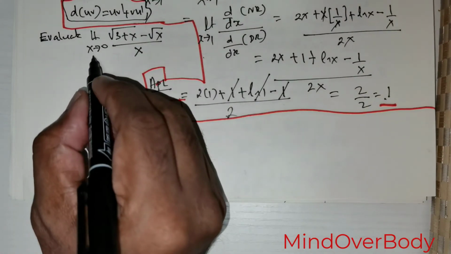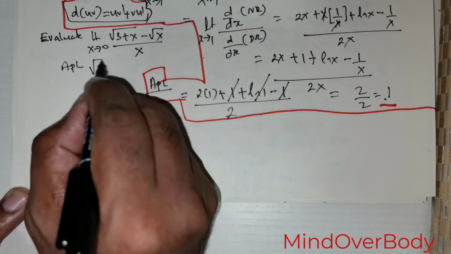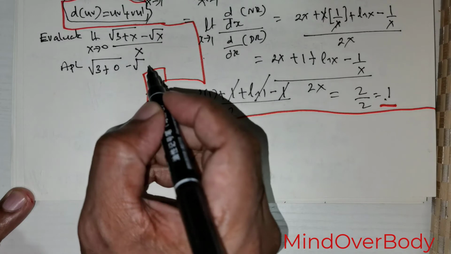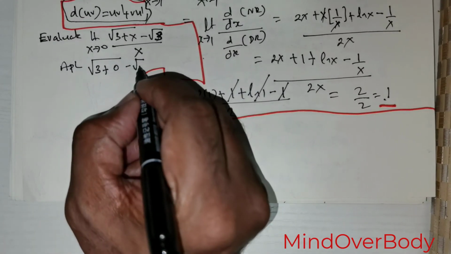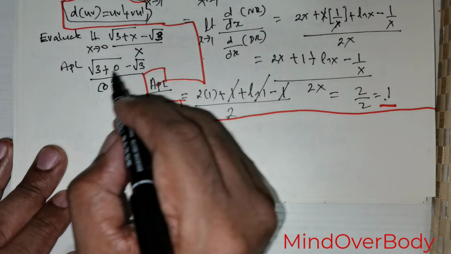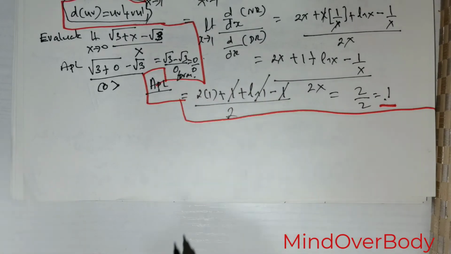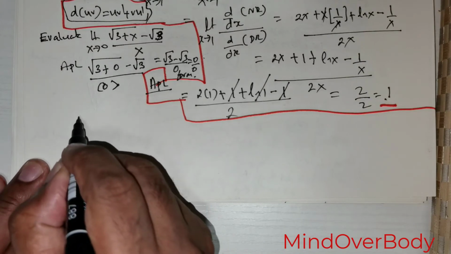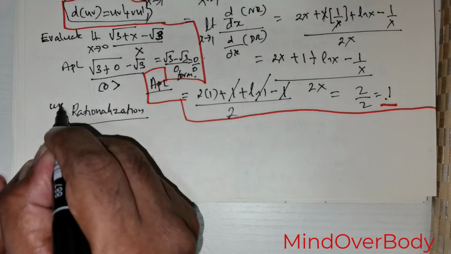So we are expected to evaluate the limit as x tends to 0 of root of 3 plus x minus root of 3, divided by x. So foremost, let us apply limits. This is going to give us root of 3 plus 0 minus root of 3, so this is going to be 0. Now this is going to be equal to root of 3 minus root of 3 divided by 0, which is 0 over 0 form, right? Since it is 0 over 0 form, I'm going to apply a technique. In fact I would be applying rationalization, so we would use the rationalization technique.